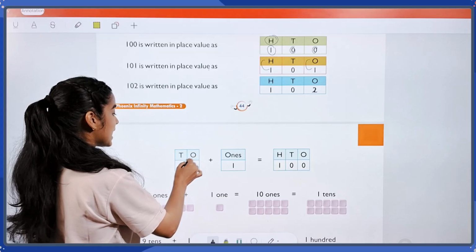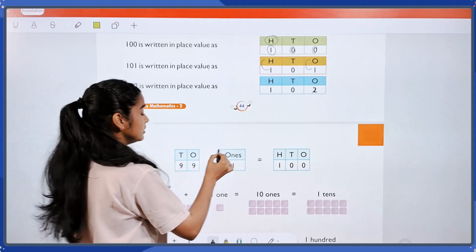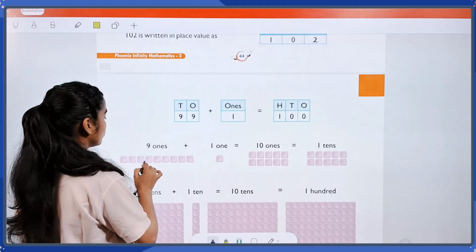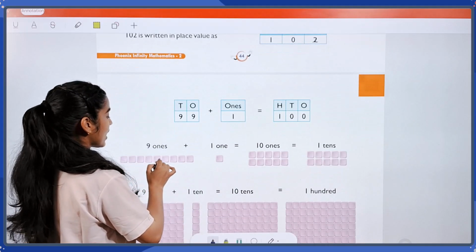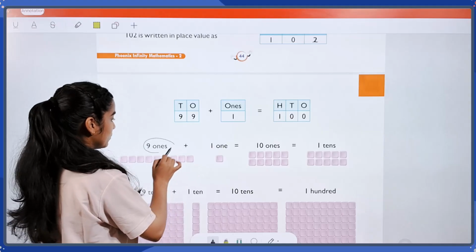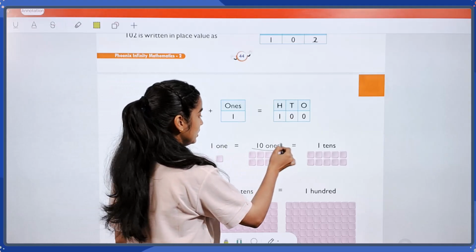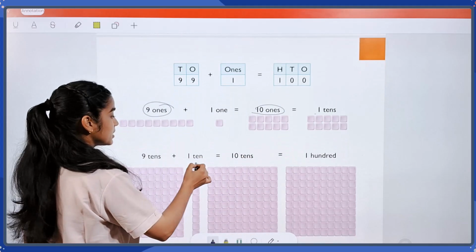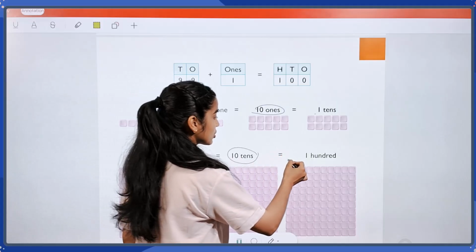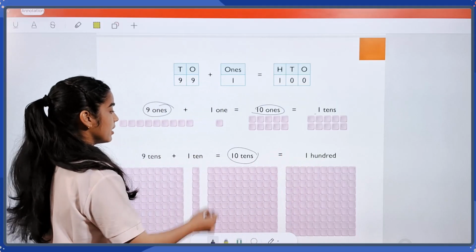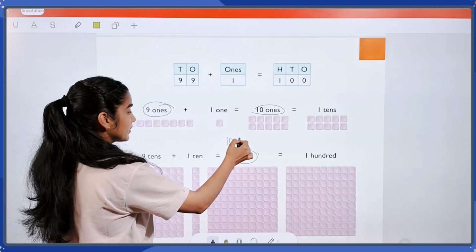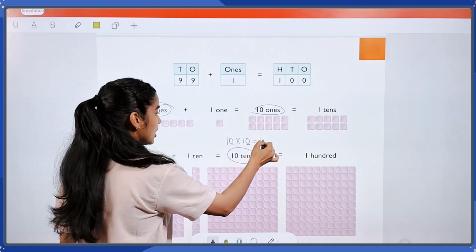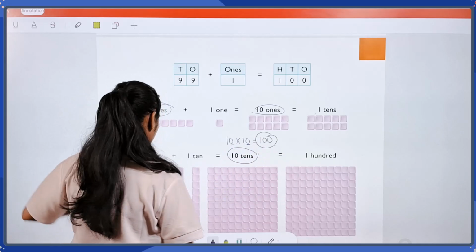Now we have the two-digit number 99: 9 ones and 9 tens. When we add 1 in ones, 9 ones plus 1 is a total of 10 ones, which is equal to 1 ten. Now 9 tens plus 1 ten is 10 tens, which is equal to 100. So how many zeros do we have? Two zeros, and 1, which is equal to 100. That's why we write it as 100.